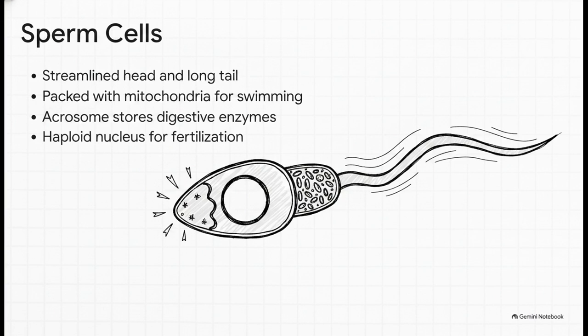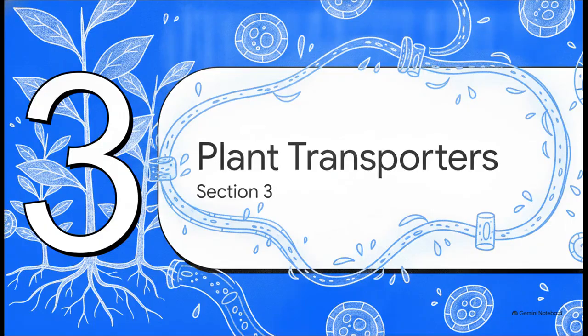And inside the head, it has a haploid nucleus. That just means it carries exactly half the normal number of chromosomes, perfectly prepping it to restore the full set once it fuses with the egg. All right, let's switch gears. Part 3, plant cells, the transporters.